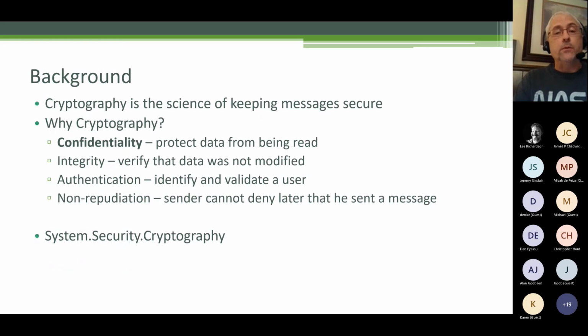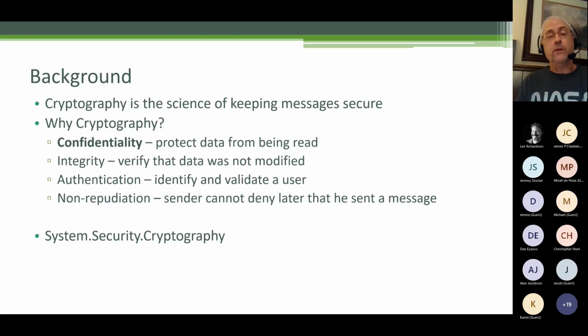A little bit of background. So cryptography is the science of keeping messages secure. And if you ask people why would they want cryptography, most people think about confidentiality. Historically, you think about cryptography and being able to protect data from being read. There's also other goals. So integrity is important. We want to make sure that data has not been modified. We use it for authentication, being able to identify and validate a user. We also want non-repudiation, which just means a sender cannot deny later that they sent a message.